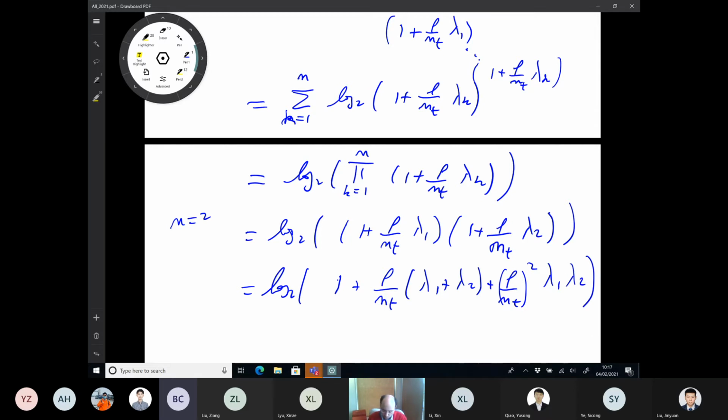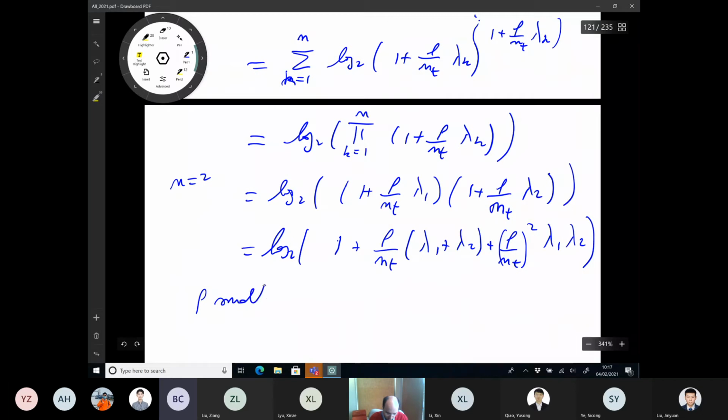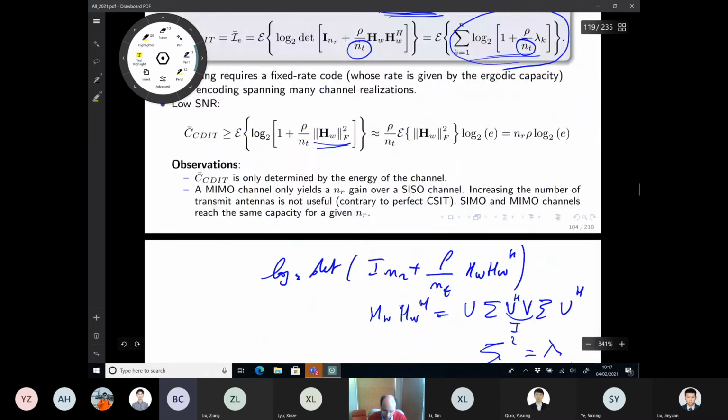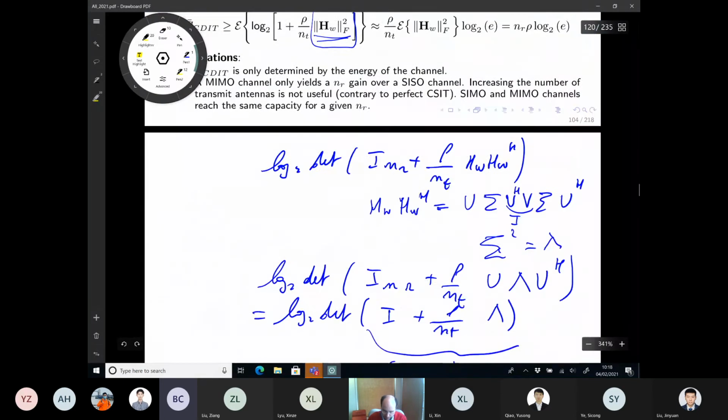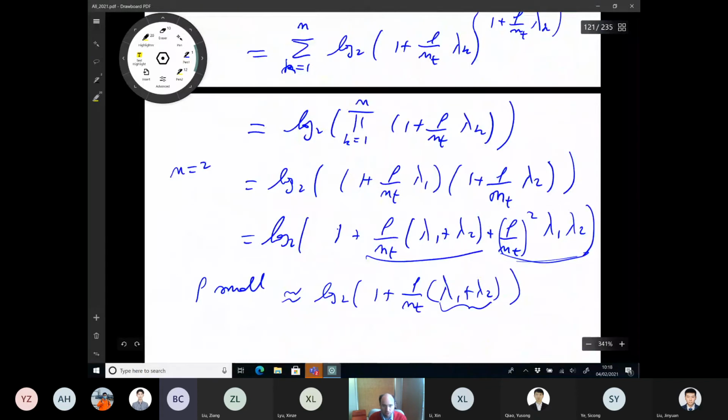Okay, so if rho is small, it means this term will probably be more important than that term. So I could approximate as log 2 of 1 plus rho over nt times lambda 1 plus lambda 2. That's what it says, right? And this is where it comes from. If you have a low SNR, you're going to have just this term here. And what is this term? This is lambda 2 plus lambda 1. You can show that the sum of the eigenvalues is equal to the Frobenius norm of the channel. So that's a property.